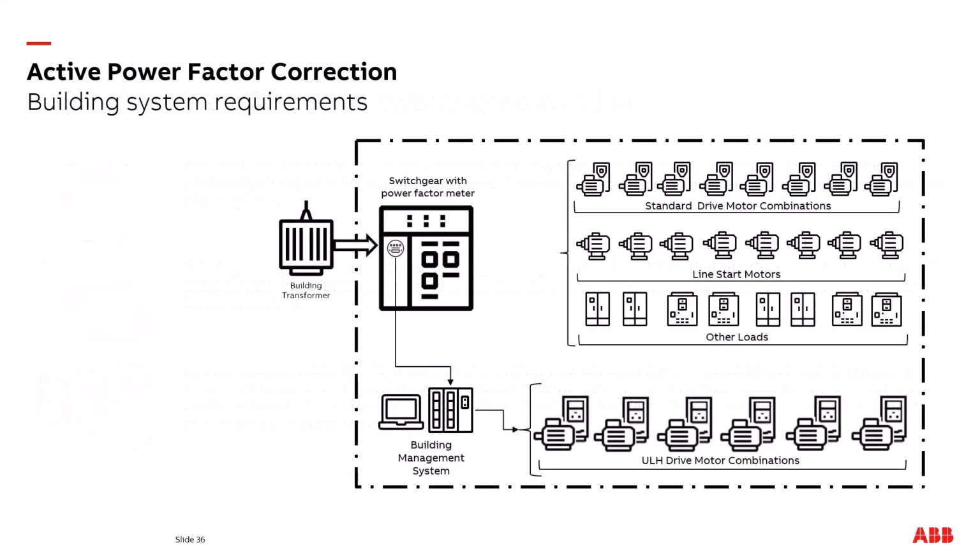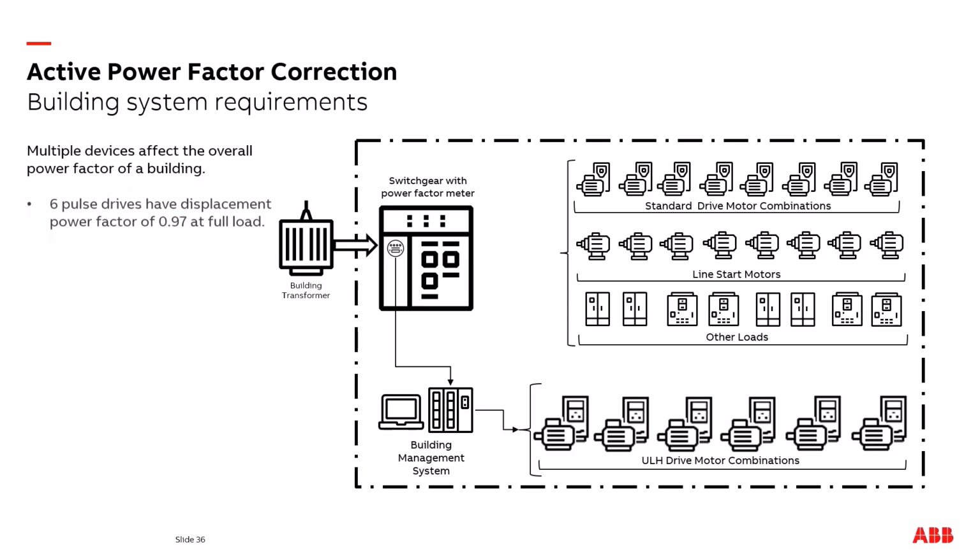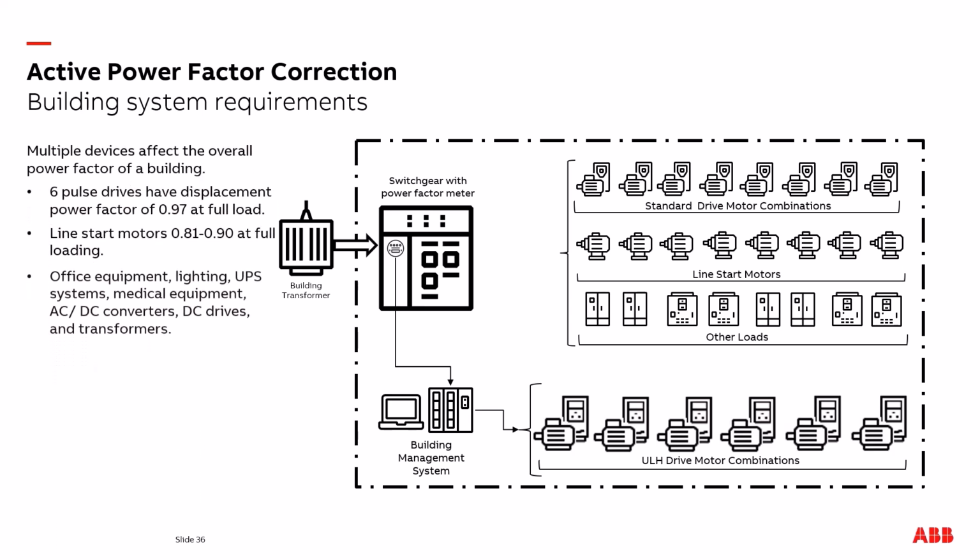So let's look at our full system control here. Multiple devices can affect the overall power factor of a building. A 6-pulse drive does create a little bit of power factor displacement. It's usually around 0.97, so that's a lot better than a motor across the line. Line start motors, a lot of times at full loading, can be around 0.81 to 0.9 nowadays. When line start motors are not fully loaded, their power factors go much farther down.